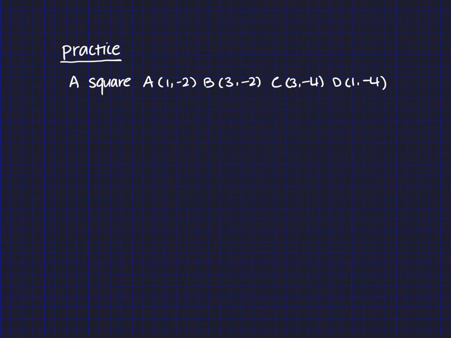So let's work on these practice questions. Let's say we have a square A, B, C, D with these following coordinate points. I'm not going to draw it yet. We're going to work on the questions first and see if they are translated. Okay, so let's say I have square A, B, C, D.